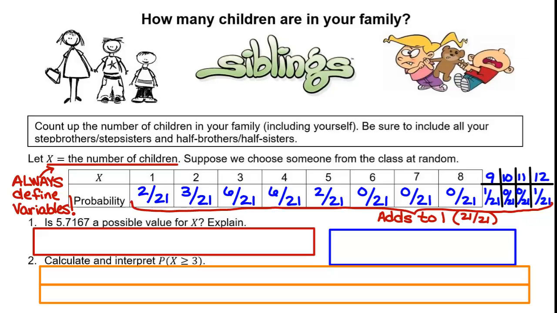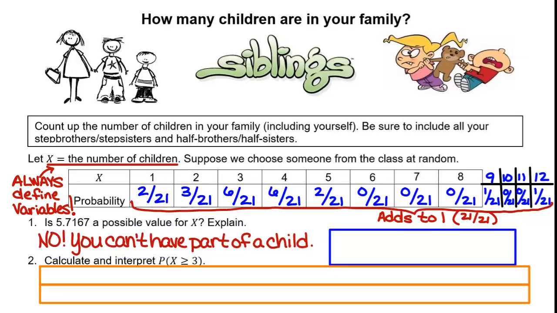Is 5.7167 a possible value for x? No, because x means what again? Number of children. Why is that not a possible value for x? Can't have part of a kid. If you do, you get investigated. Can't have part of a child in your family.